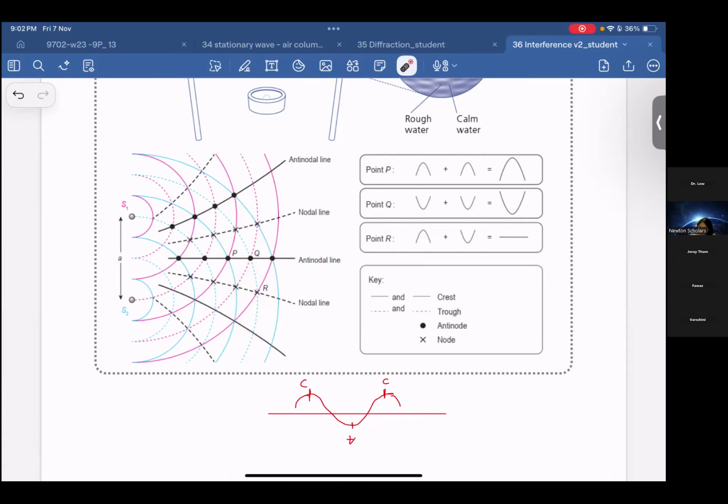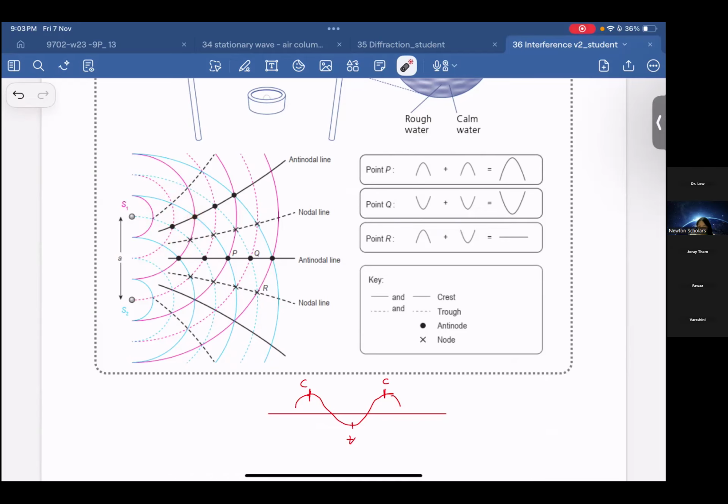So we look at a few points here. When a trough meets another source's trough, you see this pink trough and the blue trough. When they overlap, trough and trough, we get a bigger trough. So this one is constructive interference. This point is constructive. Then next, solid, solid, that means crest. Crest meets another crest. Again, we get constructive also.